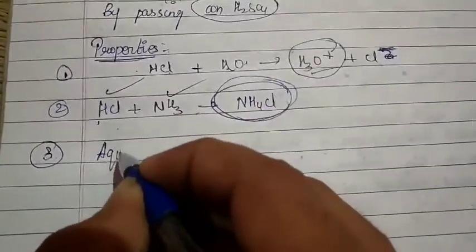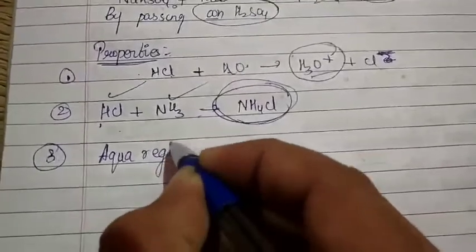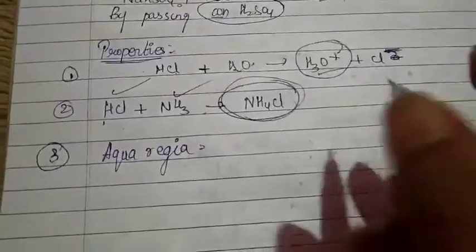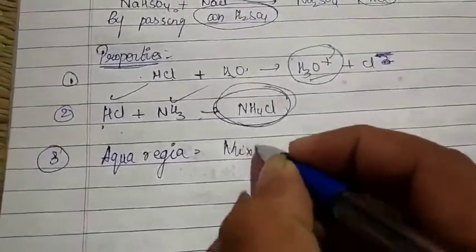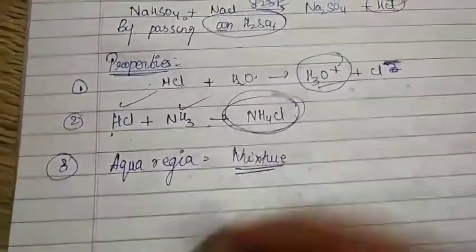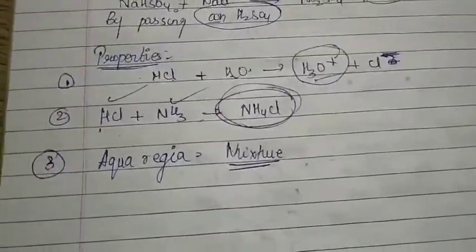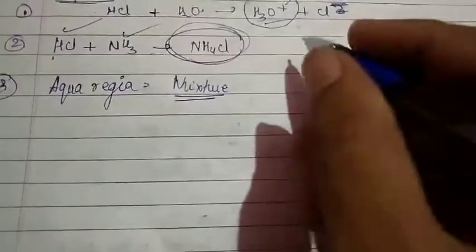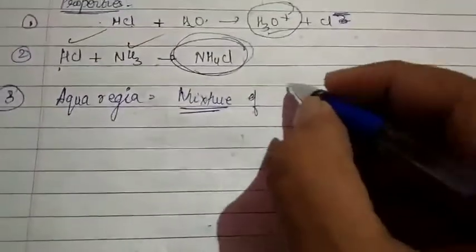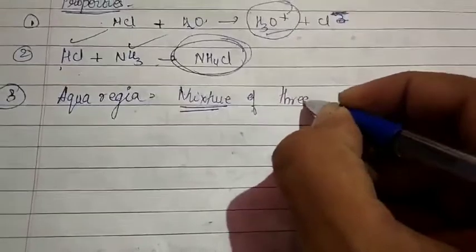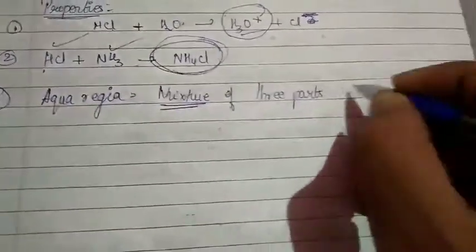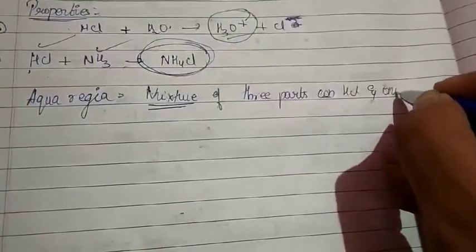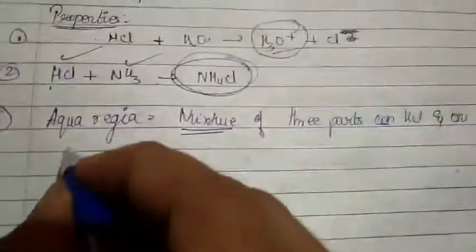But the most important reaction, which I liked the most, was a concept called aqua regia. Basically, aqua regia is a mixture of concentrated HCl and concentrated HNO3. Not only that, how much to take is also important. Remember, very much important, it is a mixture of 3 parts concentrated HCl and 1 part concentrated HNO3.